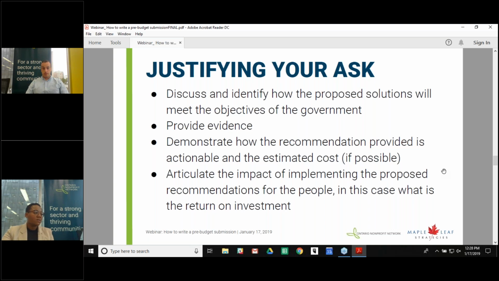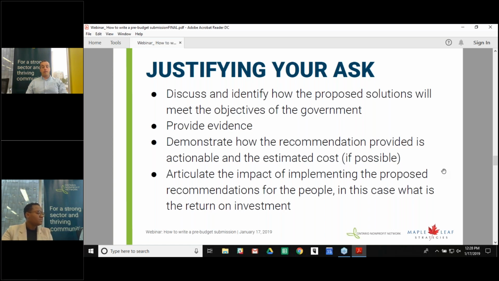So justifying your ask. When you're justifying your ask, you're identifying how the proposed solution will meet the objectives of the government, as John was saying, speaking their language, return on investment in this case, and what that return on investment will look like potentially. If you can make it more precise, fine, but if not, you speak to it. Provide evidence. If there are case studies or examples that you can point to, if you're doing comparisons, there are country comparisons that you could use in some cases, or previous examples from other provinces or other jurisdictions, that's really helpful in illustrating why this would be an effective policy ask to act on. I don't know if John has any other. Yeah, I think that covers it nicely.